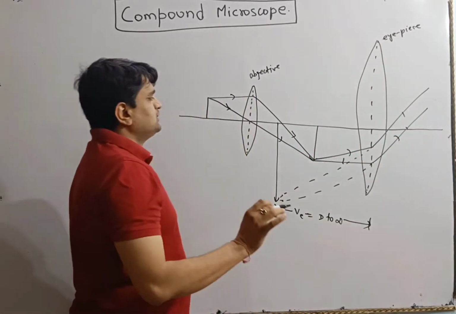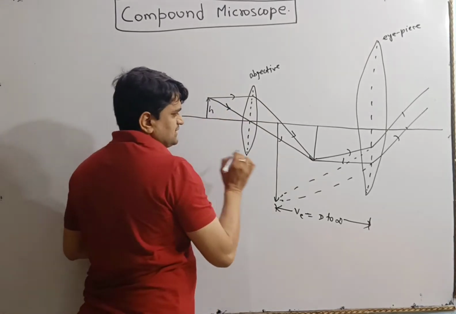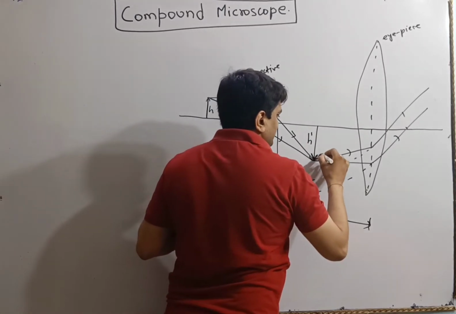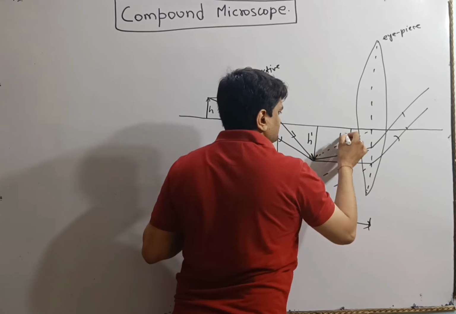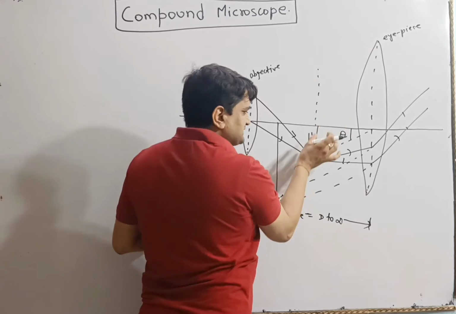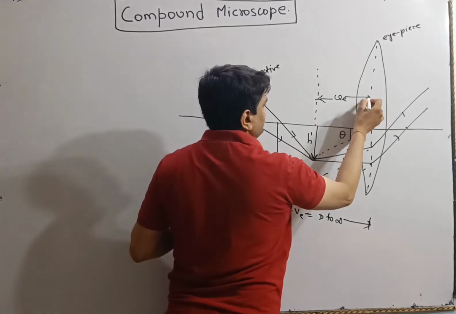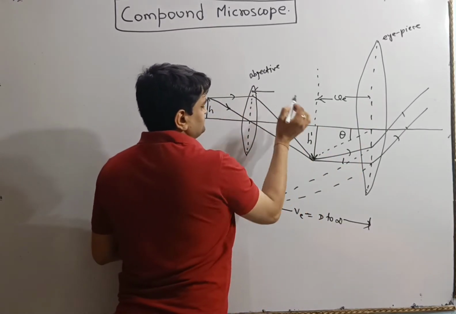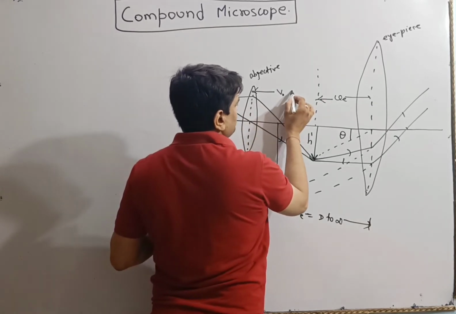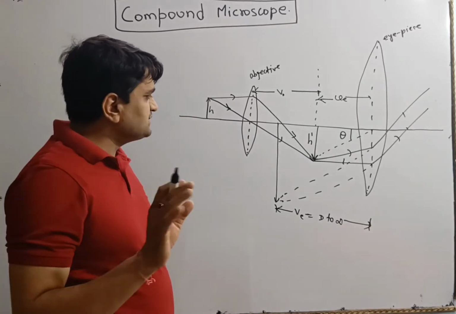This is the object. That means it is H, and this is the image, first image. Say it H dash and make this theta. Then this is UE because this image will act as an object for this lens, and this is the image V naught for the first lens. Simple concept.